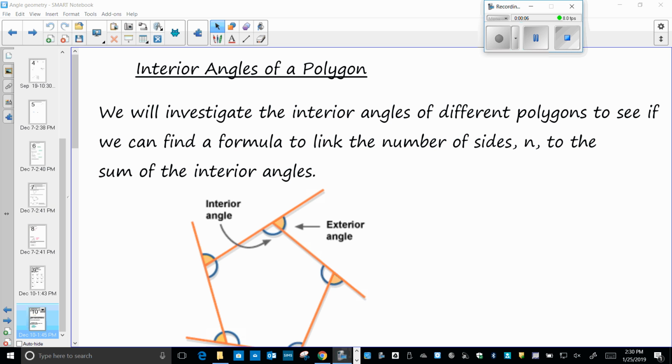Interior angles of a polygon, you may be asked about interior angles of a polygon. So it could be that they give you a triangle or a quadrilateral, and we know that that's 180 and 360, but they could give you a 7-sided shape or a 15-sided shape. You need to know what the sum of the interior angles are for those.